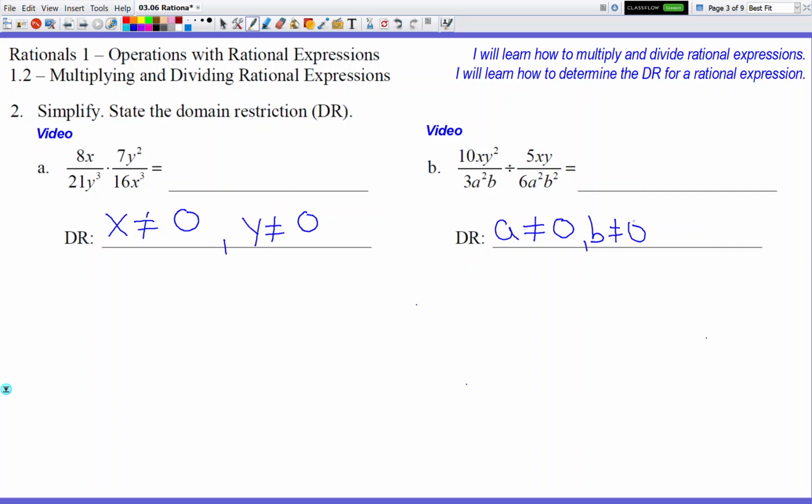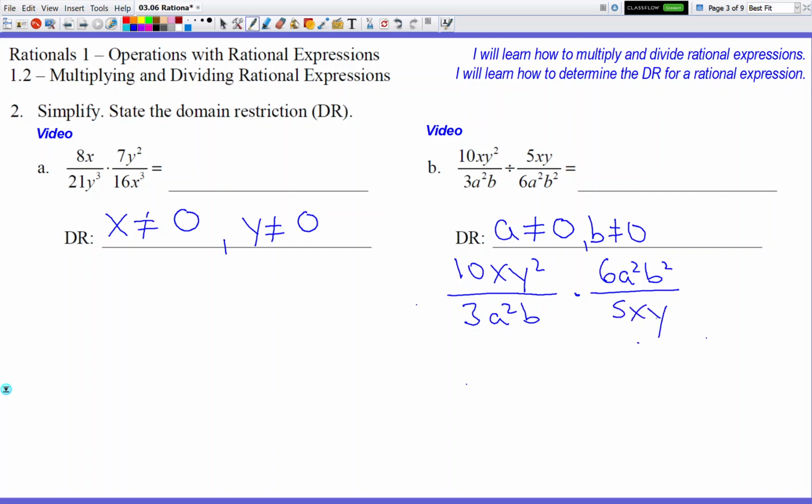Okay, all right, so now we have to look at what problem B becomes, because problem B is a division problem. So watch what happens when I turn problem B into a multiplication problem. We're going to get 10xy squared over 3a squared b. And then we're going to turn it into multiplication. So we're going to do the reciprocal of the second fraction. So 6a squared b squared over 5xy.